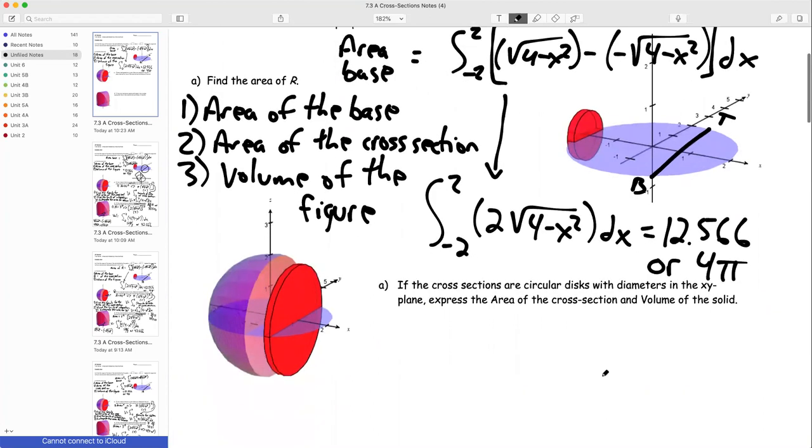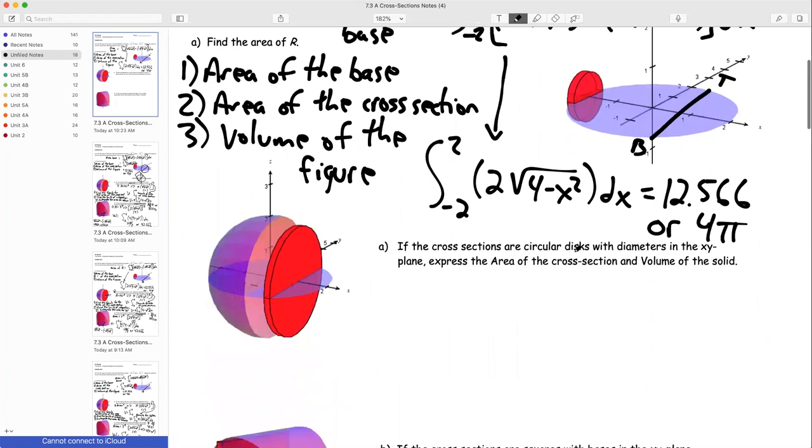Second thing, if the cross sections are circular discs with diameters in the XY plane, that means that I'm slicing the base with circles. And the diameter of the circle is lying in the XY plane on the blue region there. Express the area of the cross section and the volume of the solid. So I have some steps for you to do.